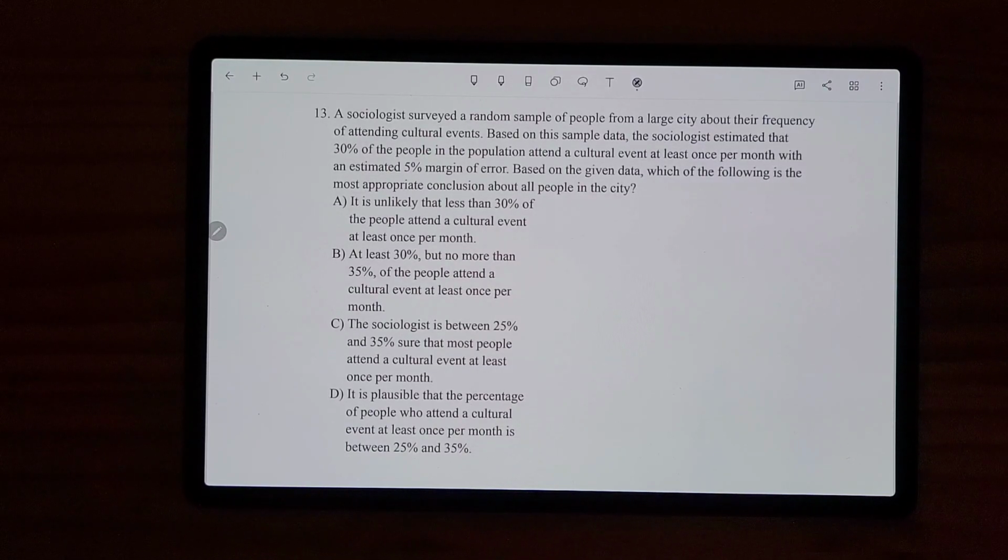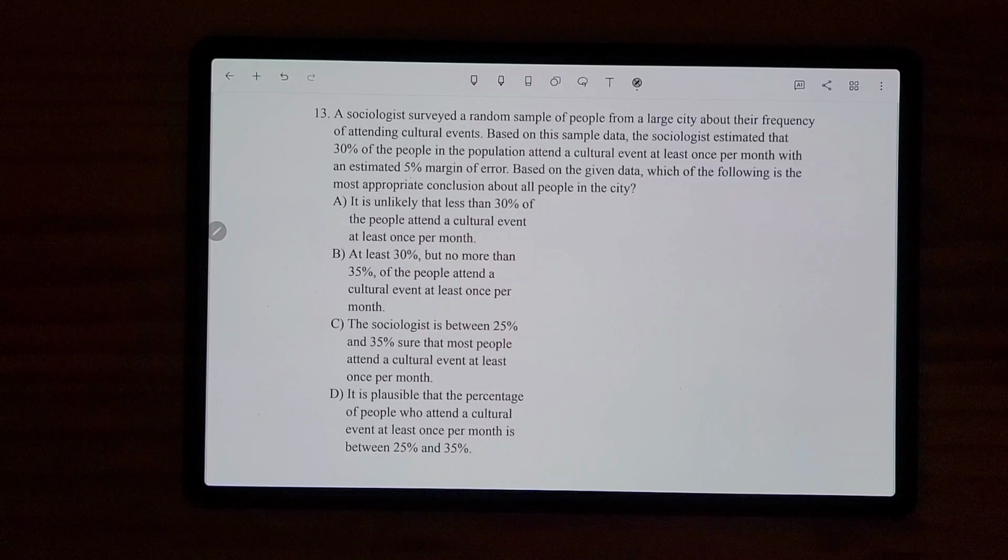So based on the given data, we're trying to find the most appropriate conclusion. So they said that there's an estimated 5% margin of error. Margin of error is easiest to think of as how off they're expected to be, so how much room there is expected to be for error. So a 5% margin of error in this case would mean, okay, we estimated that 30% of the population attended a cultural event at least once per month. And if the margin of error is 5%, they're saying, okay, but it's estimated to be 30%, but we're leaving this 5% room of error. So it could technically be 5% less or 5% more.